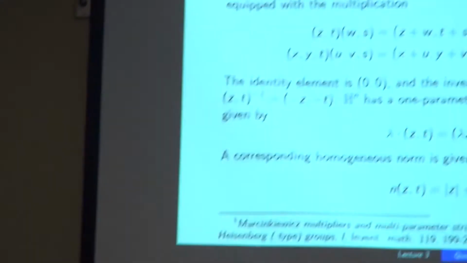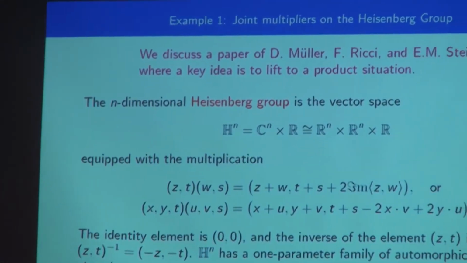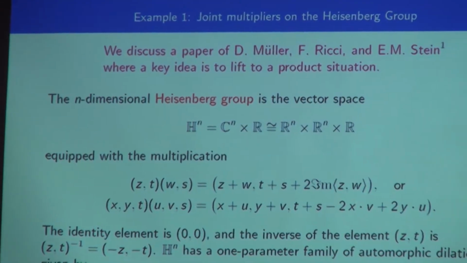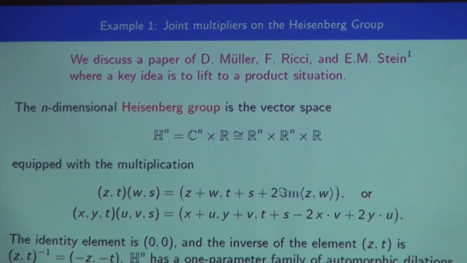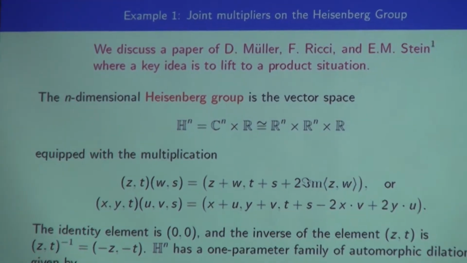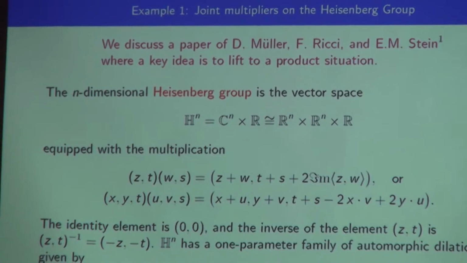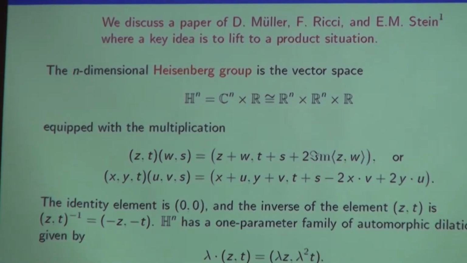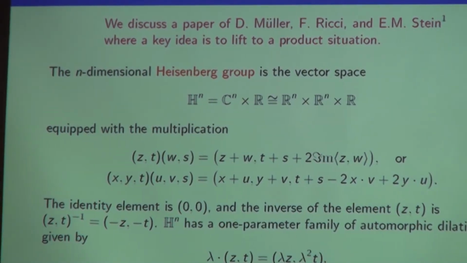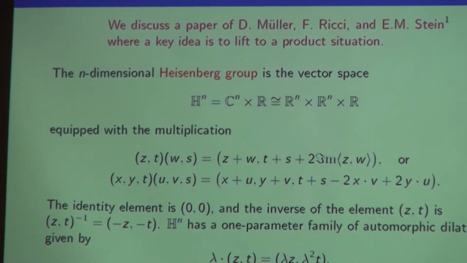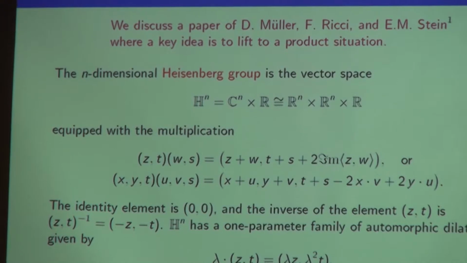So the first example deals with joint multipliers in the Heisenberg group, and I'm now going to tell you, I hope, a little bit about a paper of Detlef Müller, Fulvio Ricci, and Eli Stein. And the idea here is to first lift to a product situation and then take a quotient. So I want to begin by reminding everybody or telling people about the Heisenberg group.